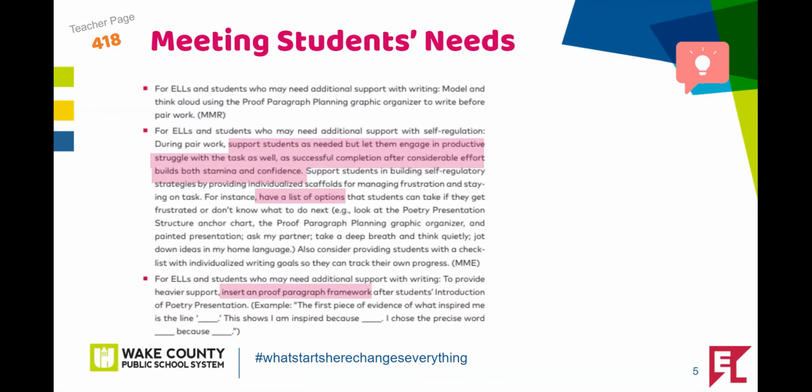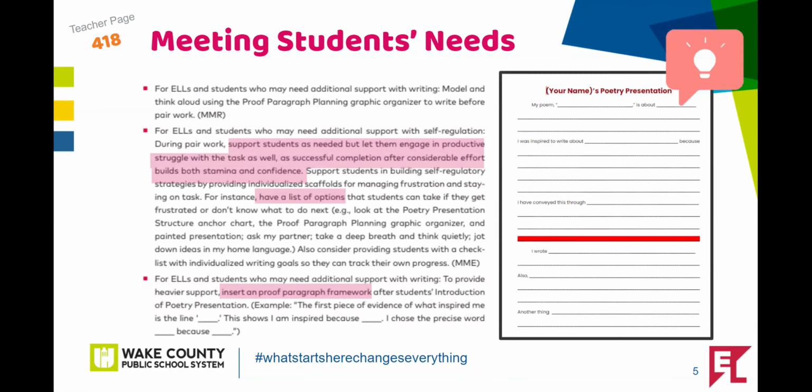Help students self-regulate by posting a list of options and places to look for help if they need it. For example, look back at anchor charts in the classroom, or look at your model paragraphs. Take a breath and refocus, or jot down ideas, etc. Using a paragraph framework such as this one can help students who may need heavier support with writing. Keep in mind, students can also dictate their ideas using voice to type and then transcribe it by hand on the framework.